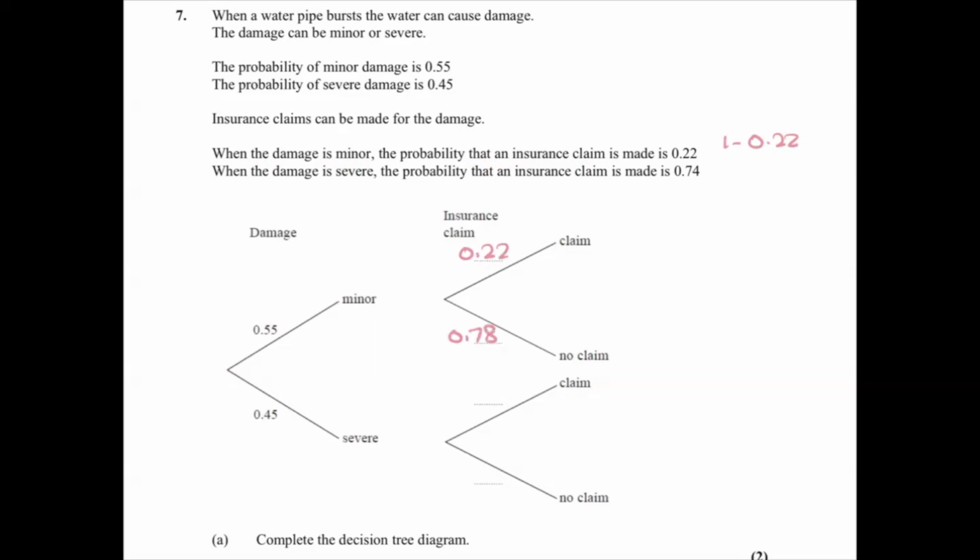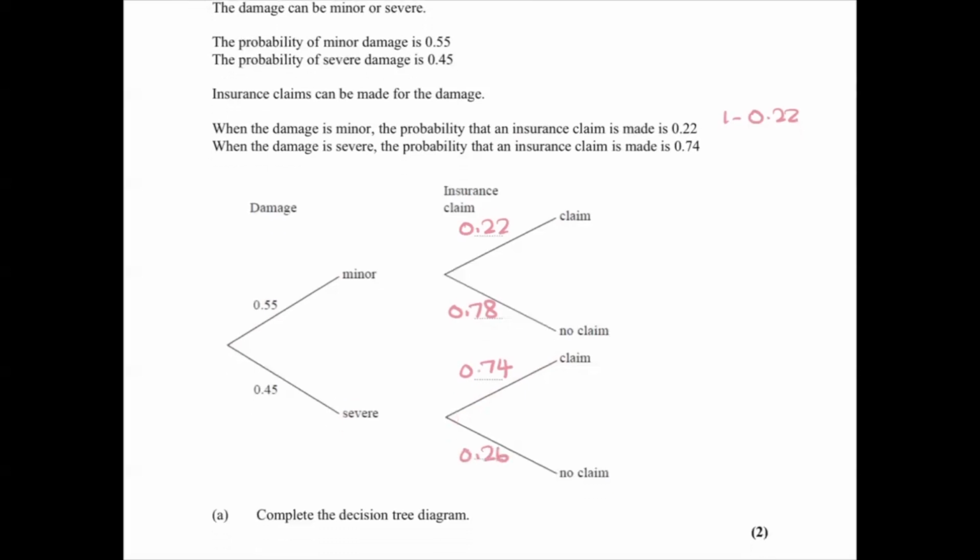And then for the second line, we kind of repeat the whole thing. When it's severe, we've got our severe. The claim, there's our claim, is 0.74. And 0.26 for no claim.